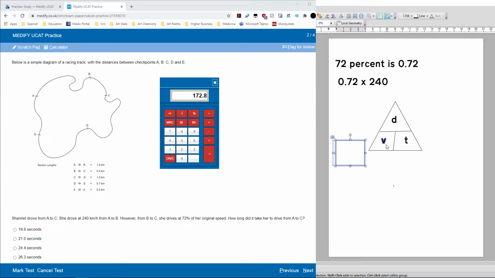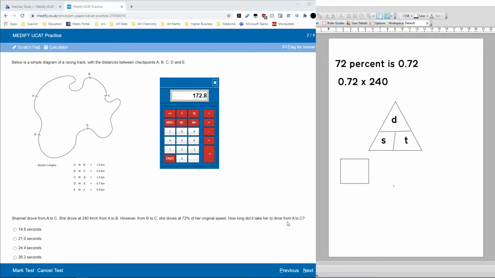Speed can be V or T. If we're trying to work out speed, we'd cover it, and we do distance over time is speed. If we're trying to work out time, we'd cover it, and we do distance over speed equals time, and so on. That just takes a little bit of practice, but I think this pyramid here really helps, and you can write that down in the notes in the exam.